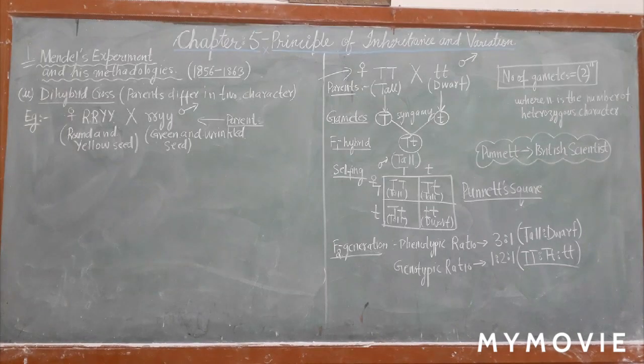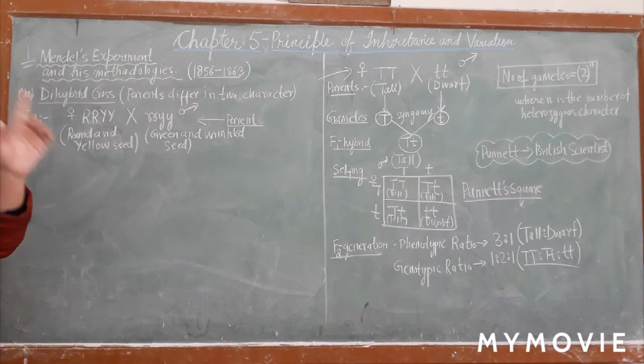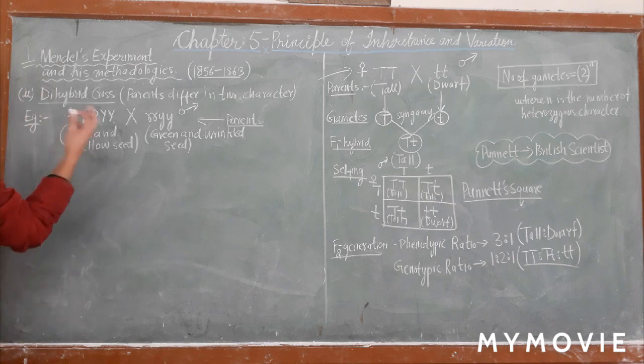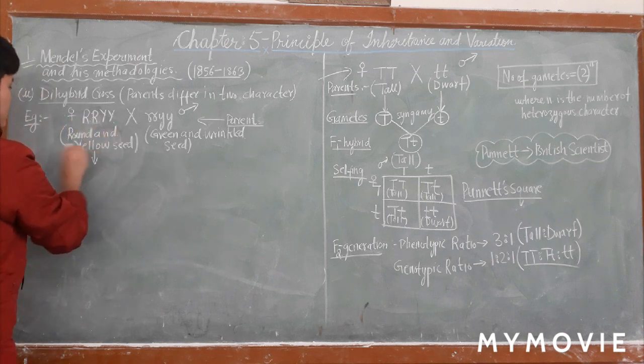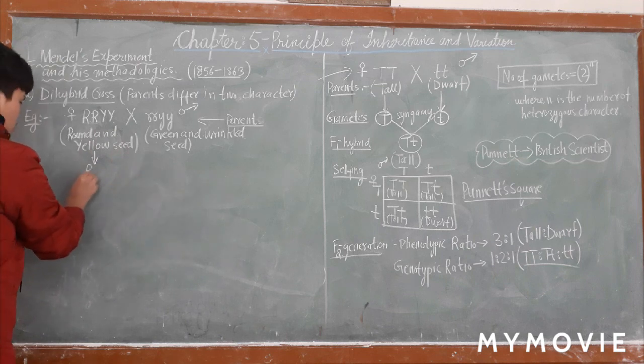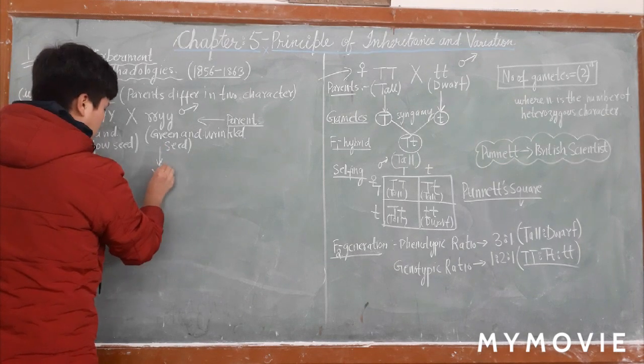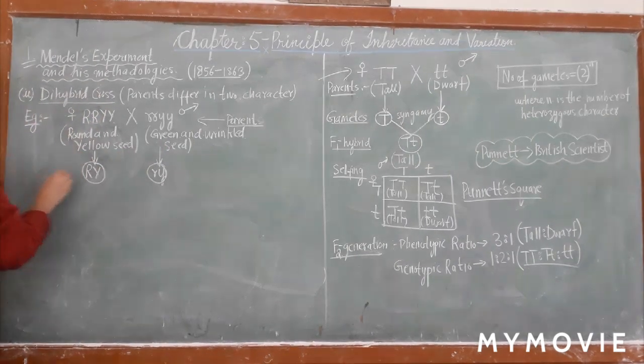Okay, now they are homozygous. Homozygous means in the formula 2 to the power n, the value of n is 0. So 2 to the power 0 is 1. So obviously from here we get 1 gamete, only one type of gamete, that is RY. And from the other parent we get small ry. Okay, so these are your gametes.